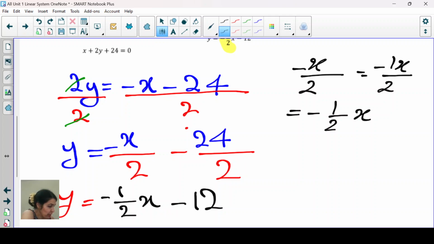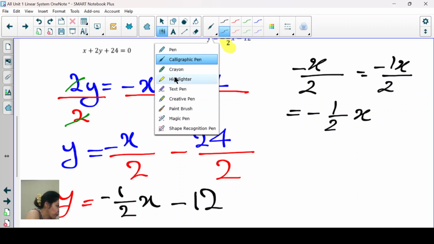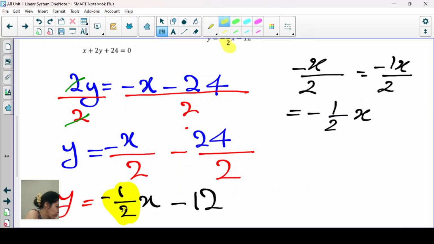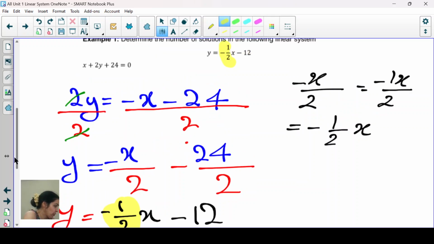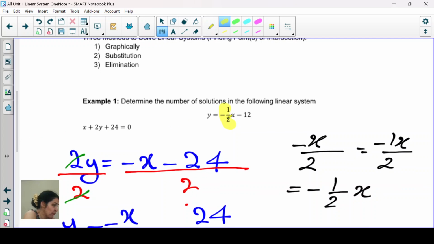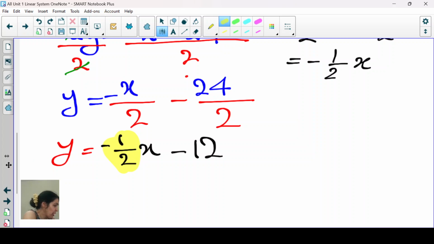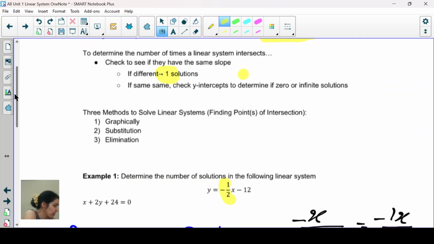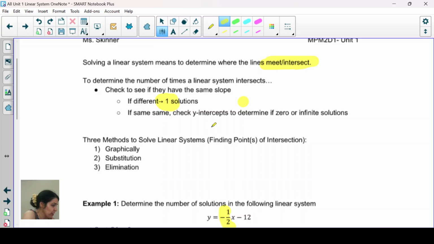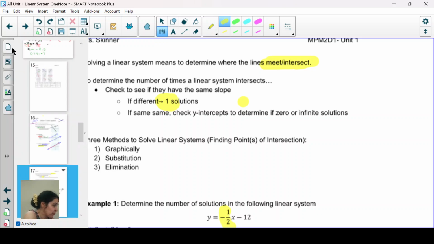So we write this in y-intercept form. Y is alone on the left side. So negative 1 over 2 is the slope. This is negative 1 over 2. This is negative 1 over 2. And the second step is, if they are the same, now we need to see the y-intercept.